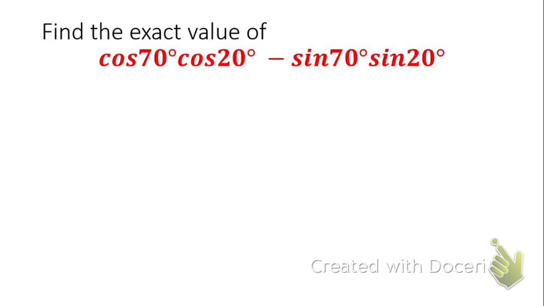So determine which identity is being used here. So what identity has cosine, cosine minus sine, sine? Go ahead, look at your purple sheet. Is that a sum or a difference, first of all? It's the sum, and which sum is it? Is it the cosine or sine sum? So this is the cosine sum formula.